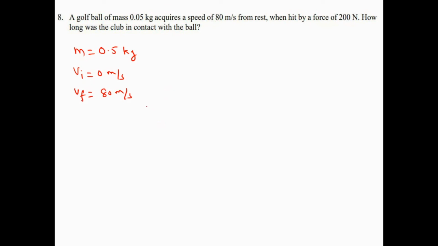80 meter per second. Now, how long was the club in contact with the ball? That means we are going to find the time. As we already know the formula for impulse, because we studied the impulse I, which is equal to the average force multiplied by delta t, and here the impulse is also the change in momentum, because of the impulse momentum theorem we already studied. So I am going to write this equation as change in momentum, which is equal to the average force multiplied by delta t, and here we are going to find the value of delta t.